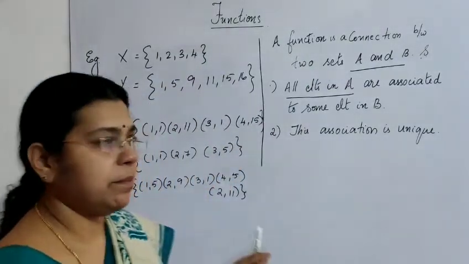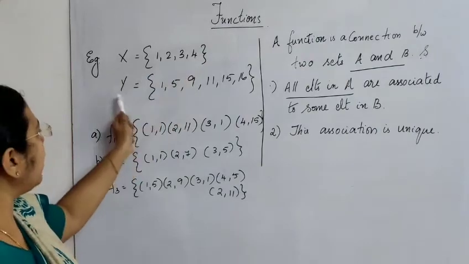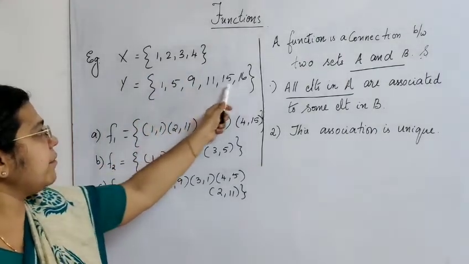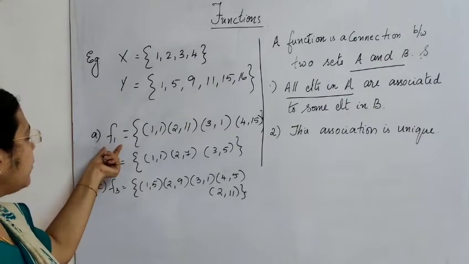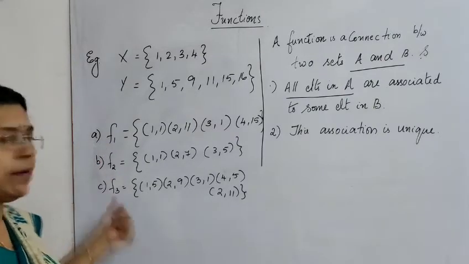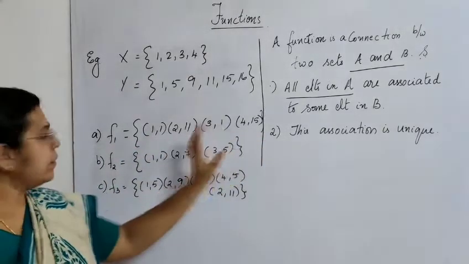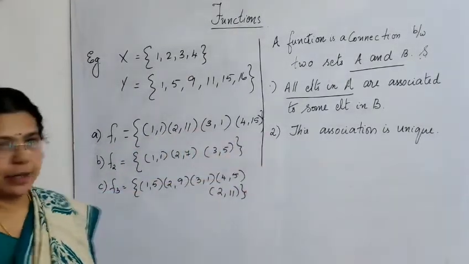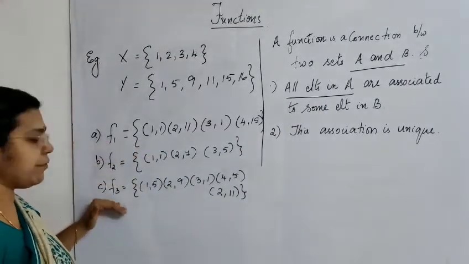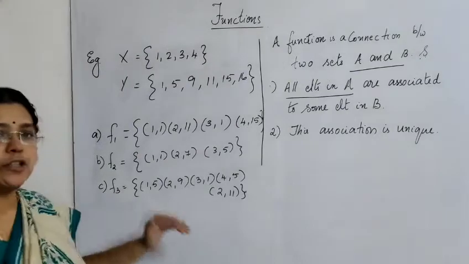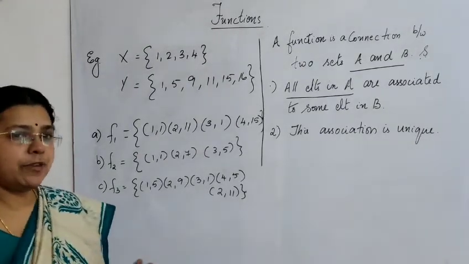Now let's see an example here. Let X be the set {1, 2, 3, 4} and Y be the set {1, 5, 9, 11, 15, 16}. I have certain functions here, with notations F1, F2 and F3, given as sets of ordered pairs. We need to check whether these F1, F2, F3 given here are functions or not. So, in order to check for functions, what is the first thing?